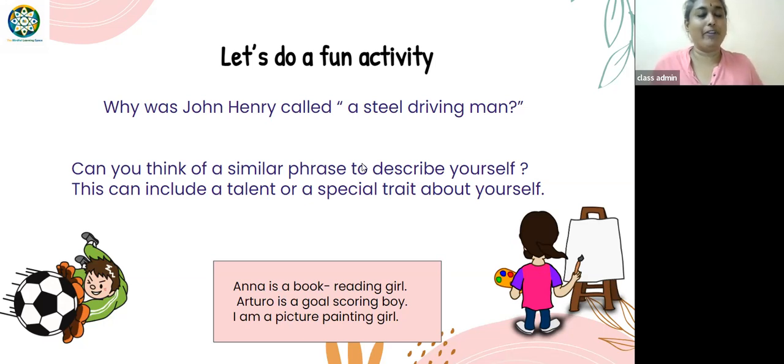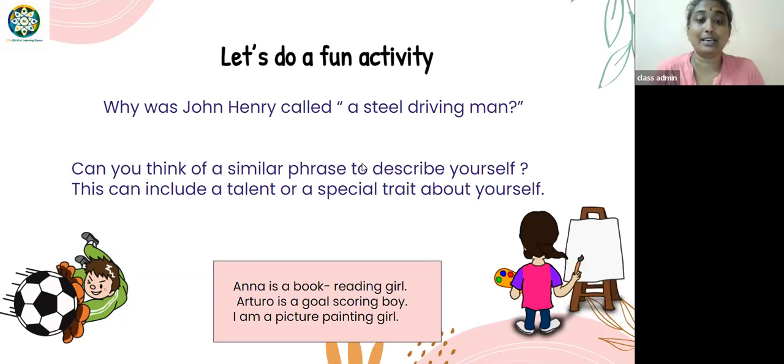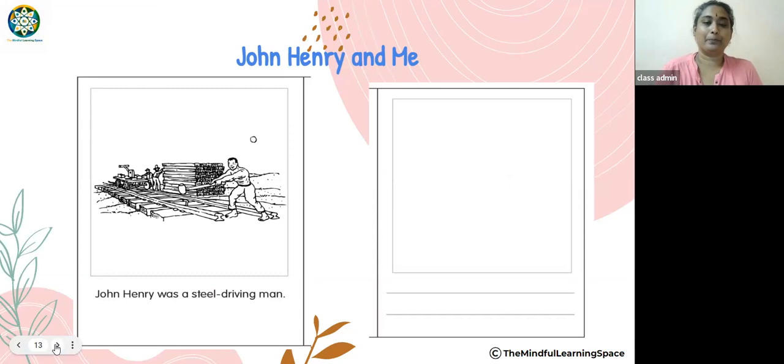What is special about you? Everyone has something special. I would say fun. If someone asks me how is Sai Anirudh, I'll say Sai Anirudh is a fun-loving kid. He loves playing with dogs and he loves playing football, just like Otro. So what do you like in football? Stopping the goal or scoring the goal? Scoring the goal. So we can also say Sai Anirudh is a goal scoring boy. Right? Now you can draw it on the screen.